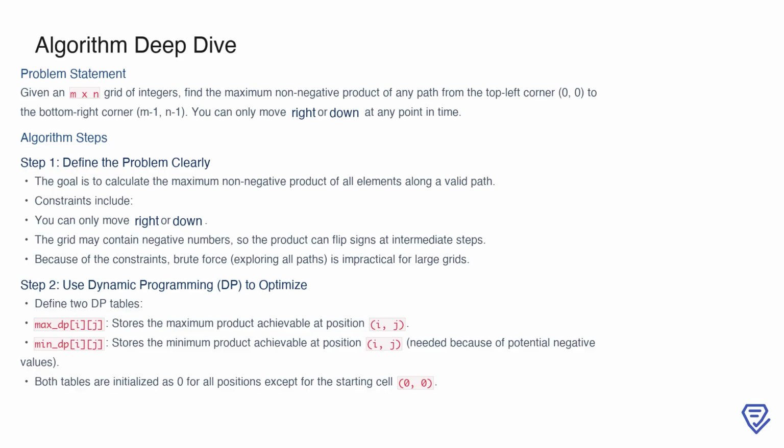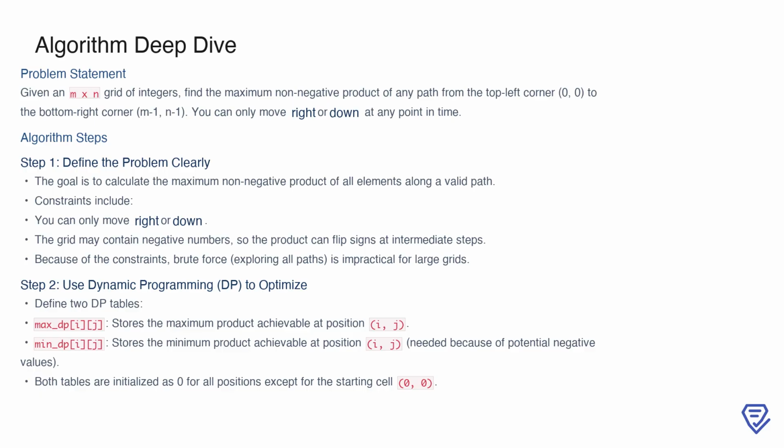This makes a brute force approach, which would explore all possible paths, computationally expensive and impractical for larger grids. Instead, we use dynamic programming to optimize the solution. The idea is to maintain two separate tables, one to track the maximum product we can achieve at each position and another to track the minimum product.